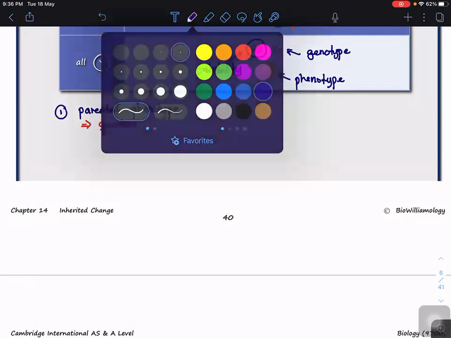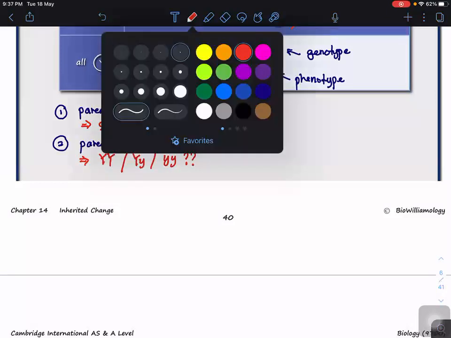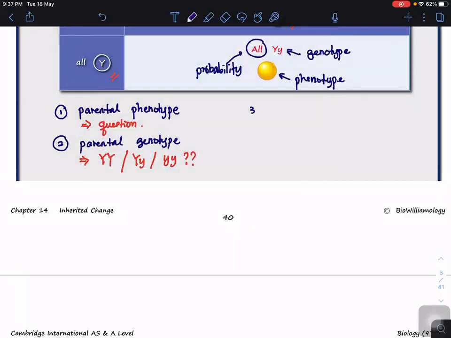Then next, after you know the parental phenotypes, you have to figure out what is the parental genotype. So this one you have to figure out. Either big Y, big Y, big Y, small y, or small y, small y. So which one you have to figure out? If you can't figure out, you won't be able to continue. So again, how do you know? From the question. Then step number 3. You need to come out with the gamete genotype.